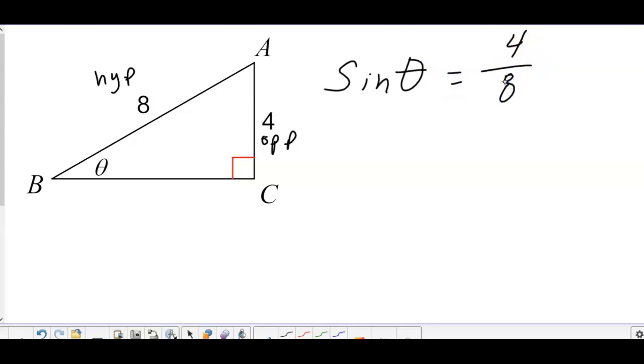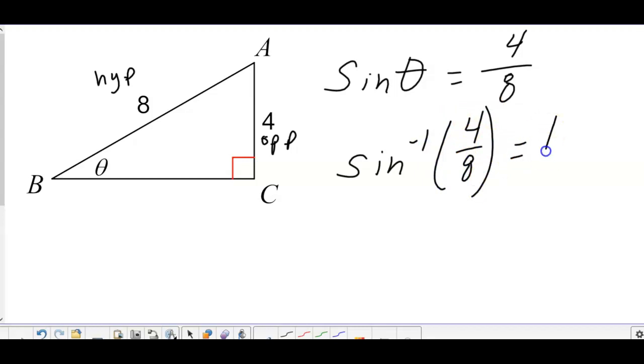Now, if you want to reduce that, you can. You don't necessarily have to, because this is not going to be my final answer. You're just going to go into your calculator and punch this in. The only way to separate a trig function from its angle is to undo it by using our sine inverse. So what you're going to punch in your calculator is sine inverse of 4/8 equals theta.